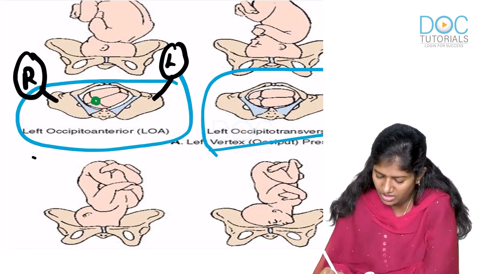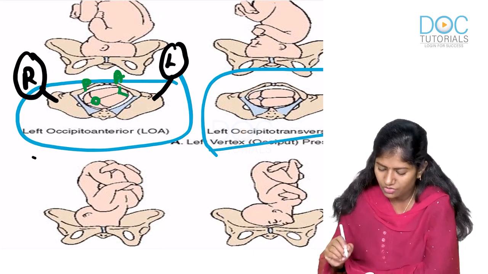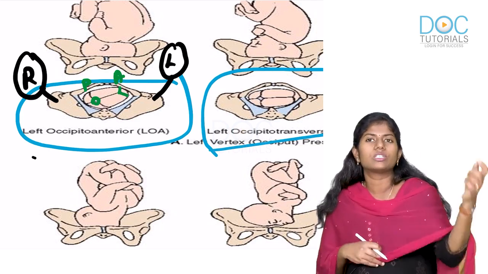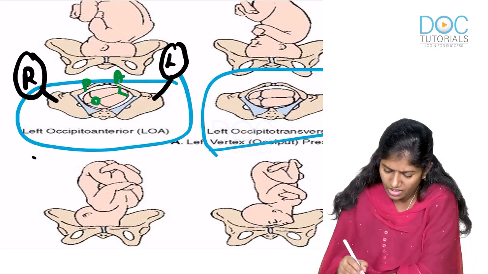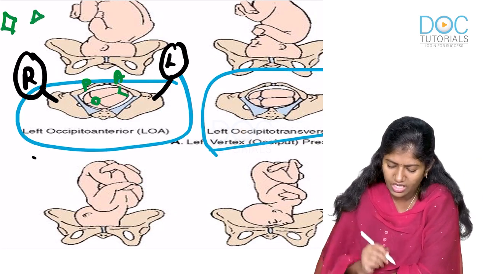That means this is the posterior fontanelle and this is the anterior fontanelle. Posterior and anterior fontanelle. Now, remember, the posterior fontanelle is diamond shaped. The anterior fontanelle is triangular.